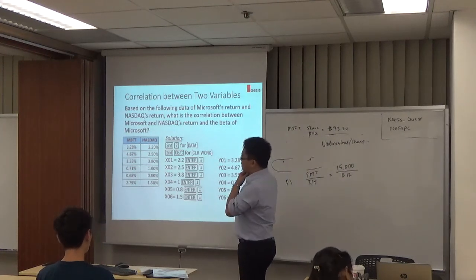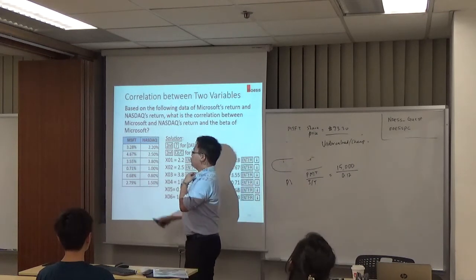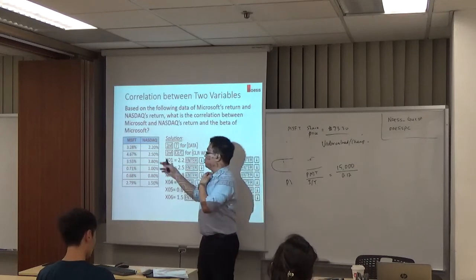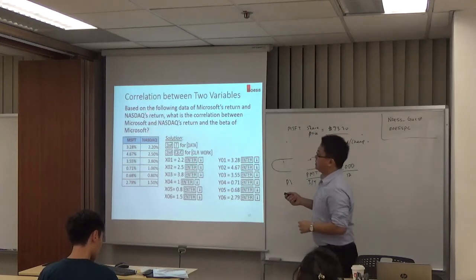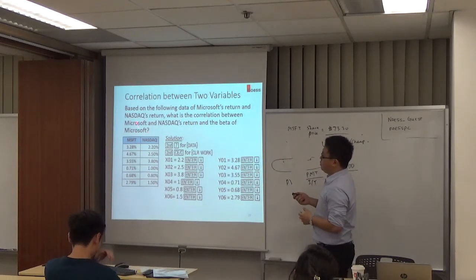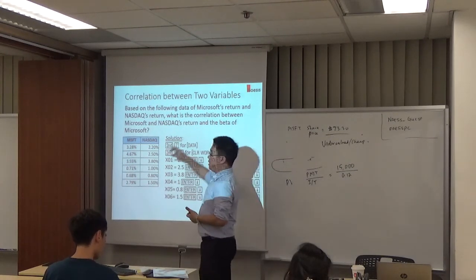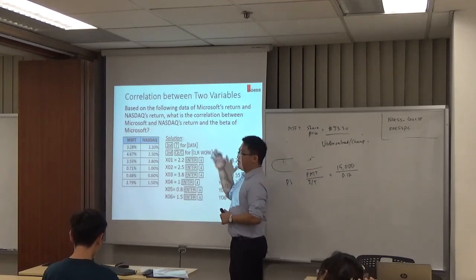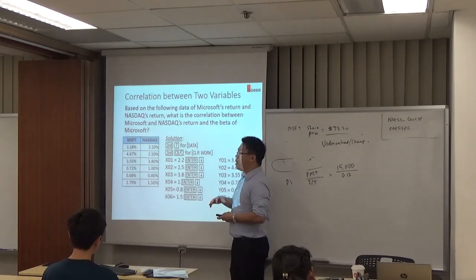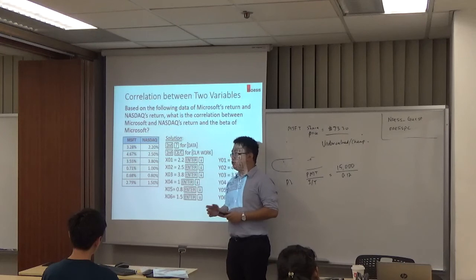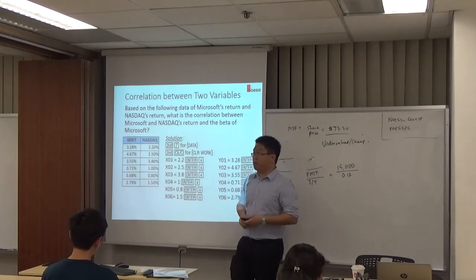So let's say someone will ask a question. How related would Microsoft stock return be to Nasdaq? Nasdaq will be the stock market where Microsoft is listed. Now, let's say based on the following data of Microsoft's return and Nasdaq's return here, what is the correlation between Microsoft and Nasdaq's return? Question number 1. And question number 2, what is the beta of Microsoft? Now, in finance, beta means what is the market risk of Microsoft? Or in other words, how risky is Microsoft's return relative to its stock market? I mean how sensitive? It's a measure of sensitivity.